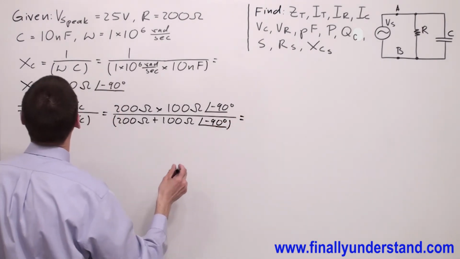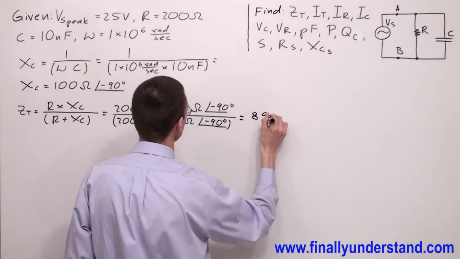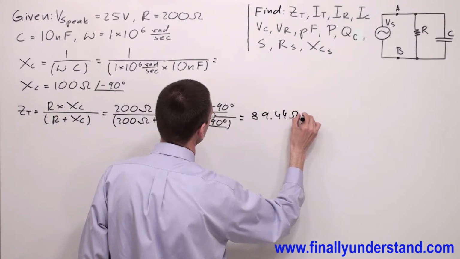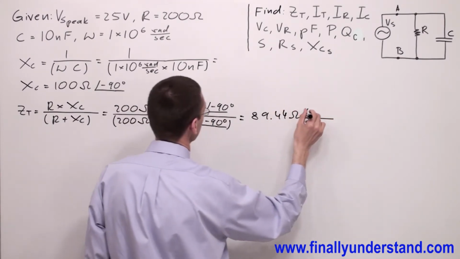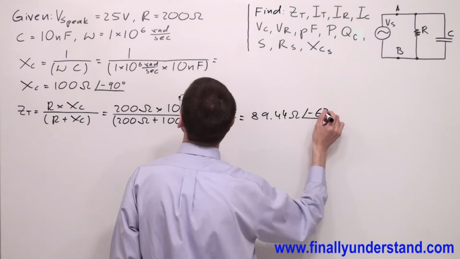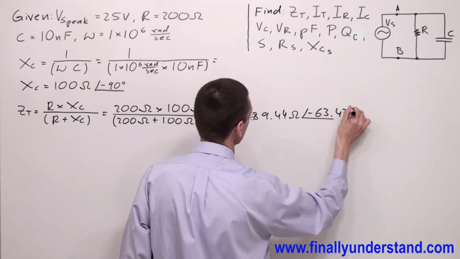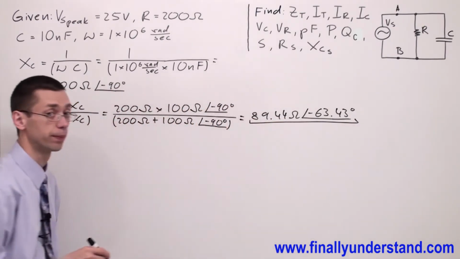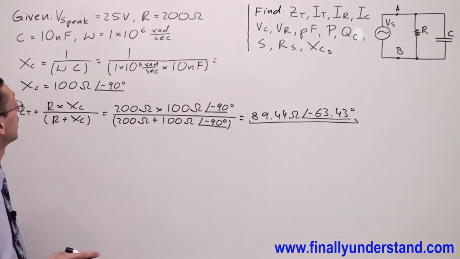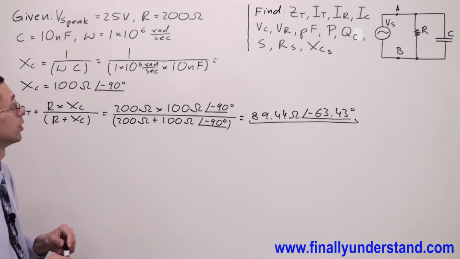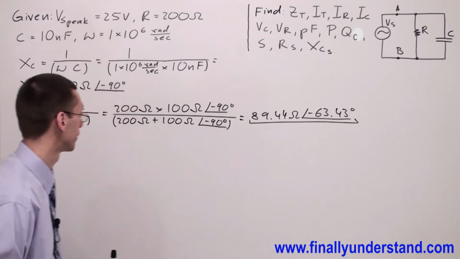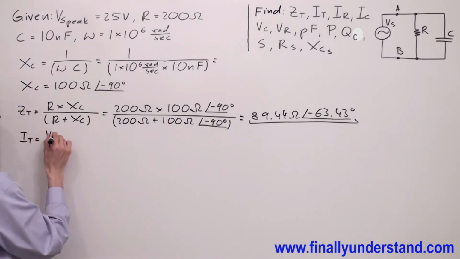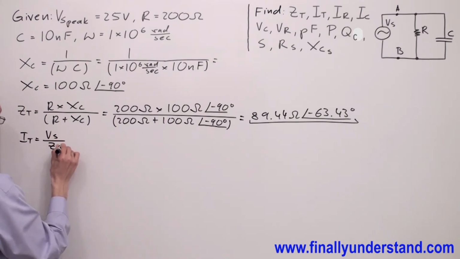This is equal 89.44 ohms and angle of negative 63.43 degrees. Okay, so this is my Z total. Now, if I have Z total and I have given voltage source, I can find I total. So I have I total equals voltage source over Z total.